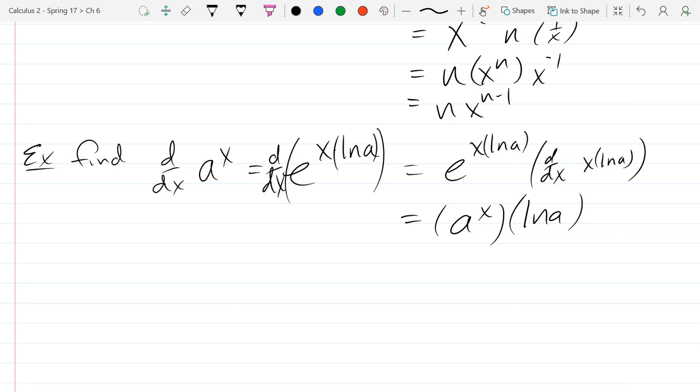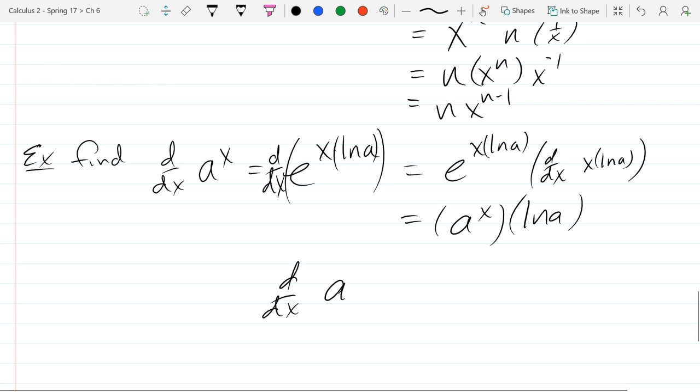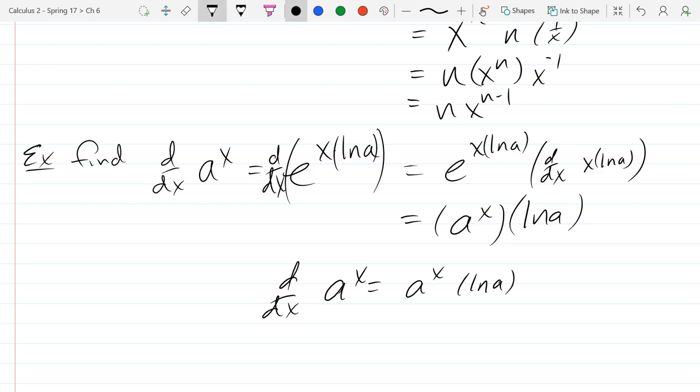So I think the way it's usually written is, let's see. Oh, it is usually written in this order. All right. So the derivative of a to the x is a to the x times ln a.